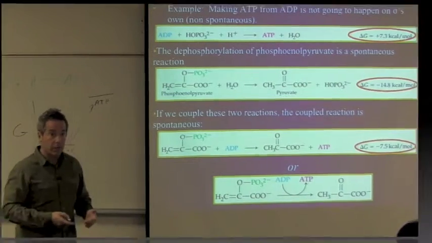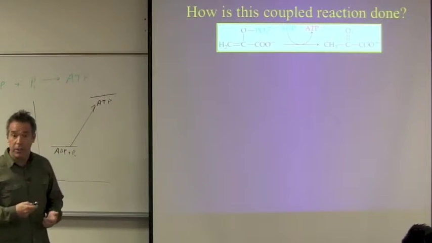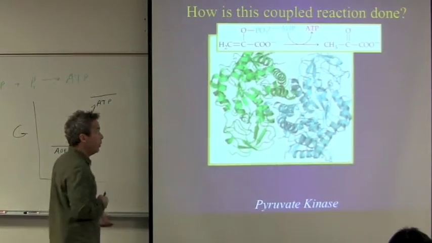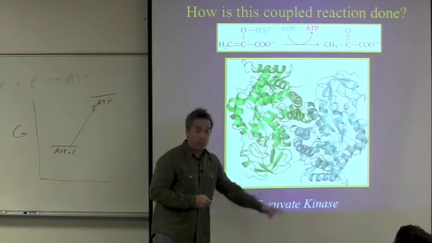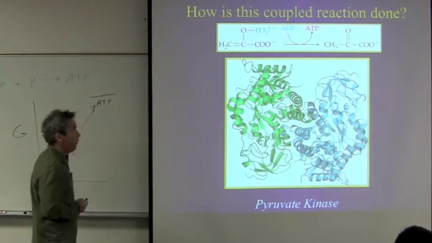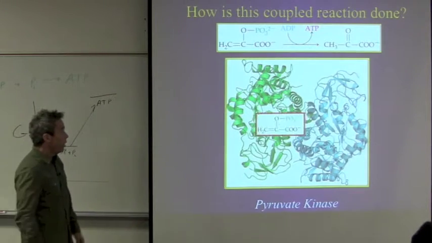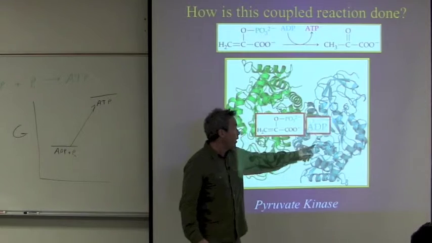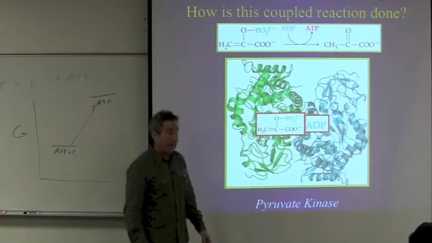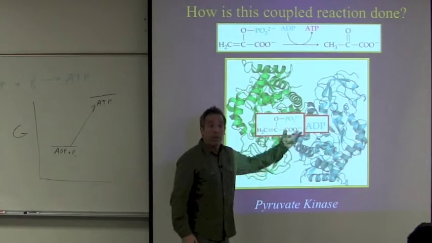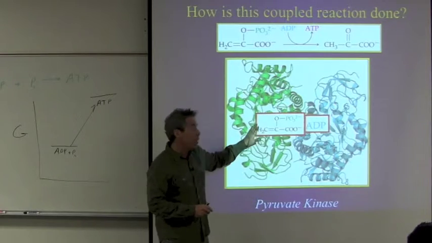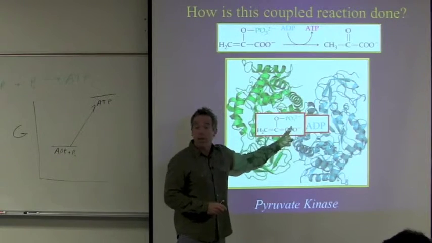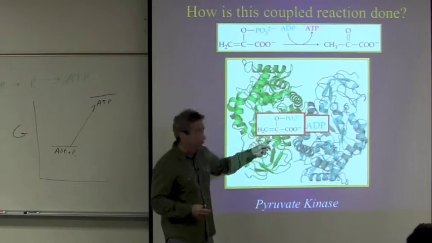That's coupled reactions. How is this reaction done in a biological system? It involves an enzyme. Kinases are enzymes that involve the transfer of a phosphate group. The phosphoenolpyruvate will sit in the active site of the enzyme. The ADP sits in the active site of the enzyme. The enzyme changes its shape, lowers the energy of activation, so it catalyzes the reaction.